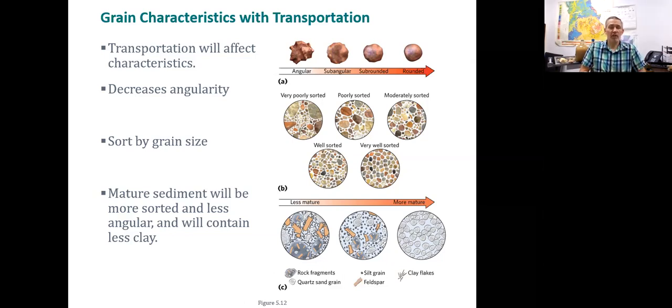Also, when materials get deposited very quickly, maybe by ice, where all of this material drops out at the same time, you're going to end up with very poorly sorted materials. Ice tends to have very poorly sorted materials. Water is really effective at sorting different sediments. As water starts to slow down, it's going to deposit the big stuff first, then smaller stuff, smaller stuff, smaller stuff. As a result, river deposited materials tend to be very well sorted. And by well sorted, I mean everything is going to be the same size.